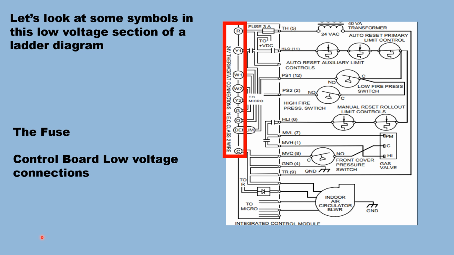Here's our low voltage connections. That would actually be the low voltage connections on the board in this portion of the ladder diagram. Here's contacts that close to power things. As we see here, we have our power come through our manual rollouts, and when this closes, that's your gas valve being energized. And this is a two-stage gas valve, so the second stage would be here.